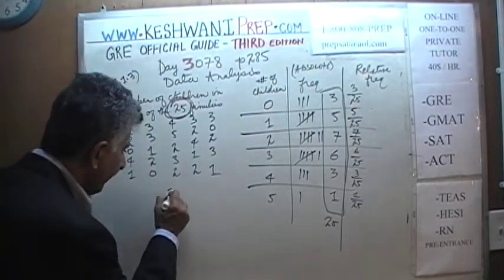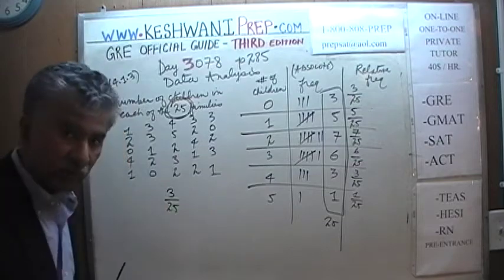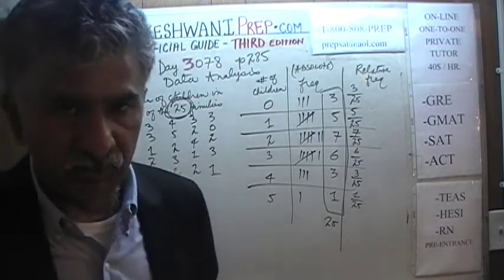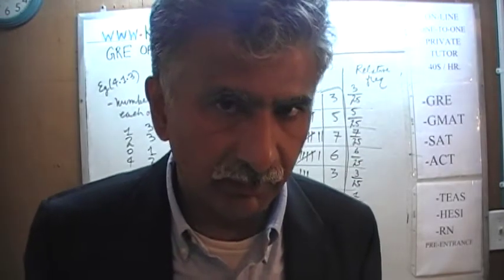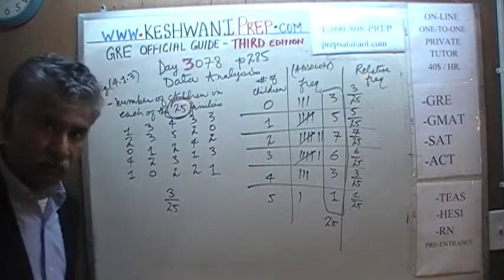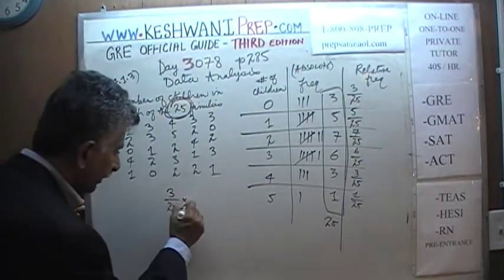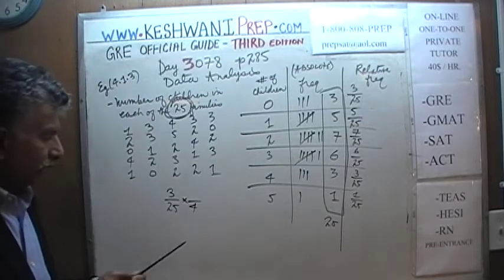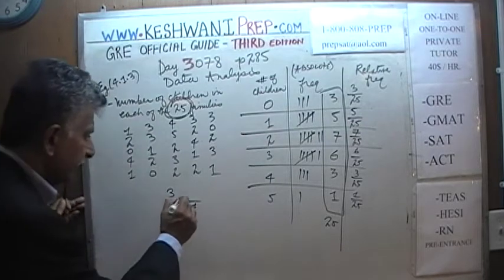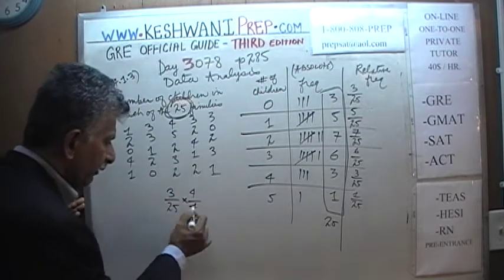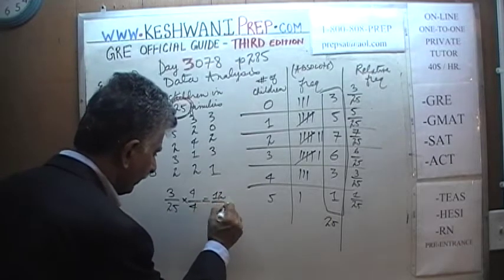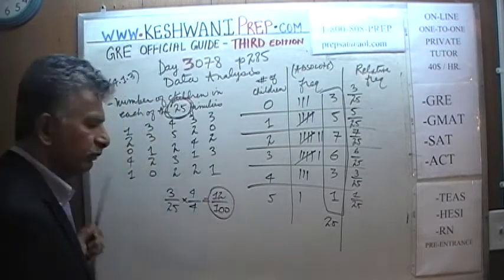So 3 out of 25, when we want to convert it into percentage, the word percent, as we know, means out of 100. So somehow we have to convert the bottom into a 100. We can convert the bottom into 100 by multiplying it by 4. If you're going to multiply bottom by 4, we must multiply the top by 4. So 3 out of 25 turns out is same as 12 out of 100, which is 12%.